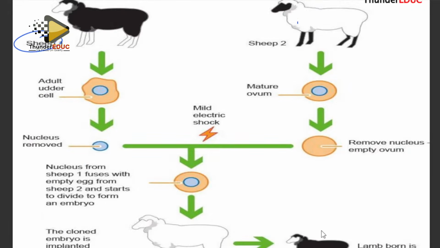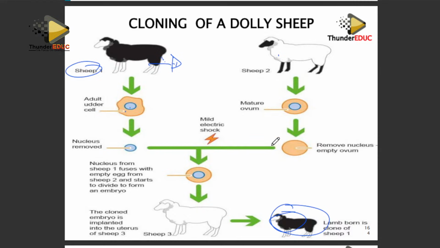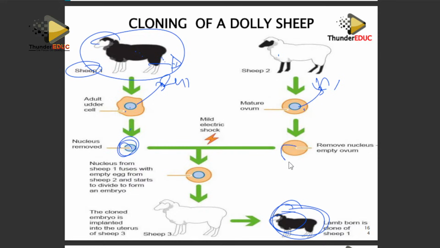It means that the nucleus of this must be kept, because we are looking for the characteristics of this, because this sheep resembles this one, so automatically it is 2n, and this one is 1n, the ovum. Since I want the characteristics, I keep the nucleus. Here I don't want the characteristics, I just want the casing, so I throw away the nucleus and keep the casing. Then I combine the two using a mild electric shock.